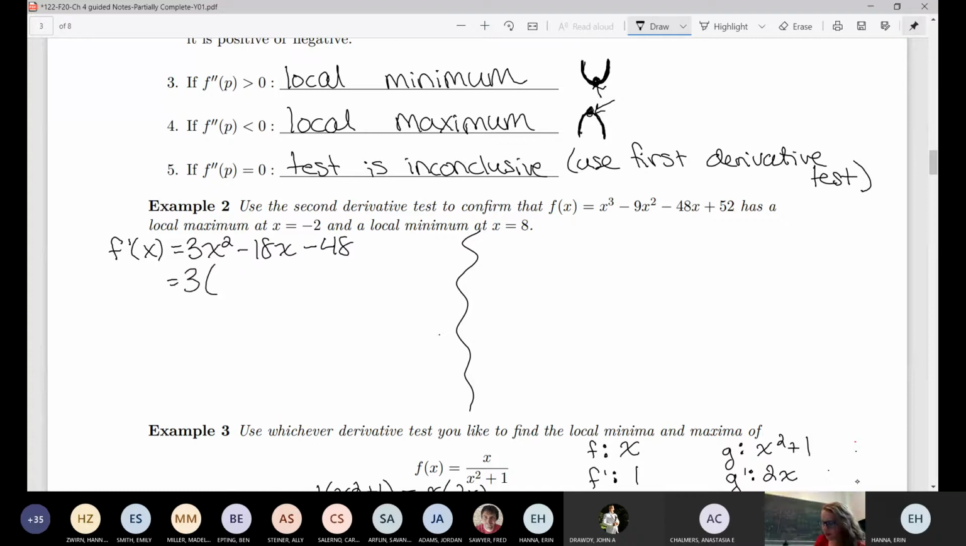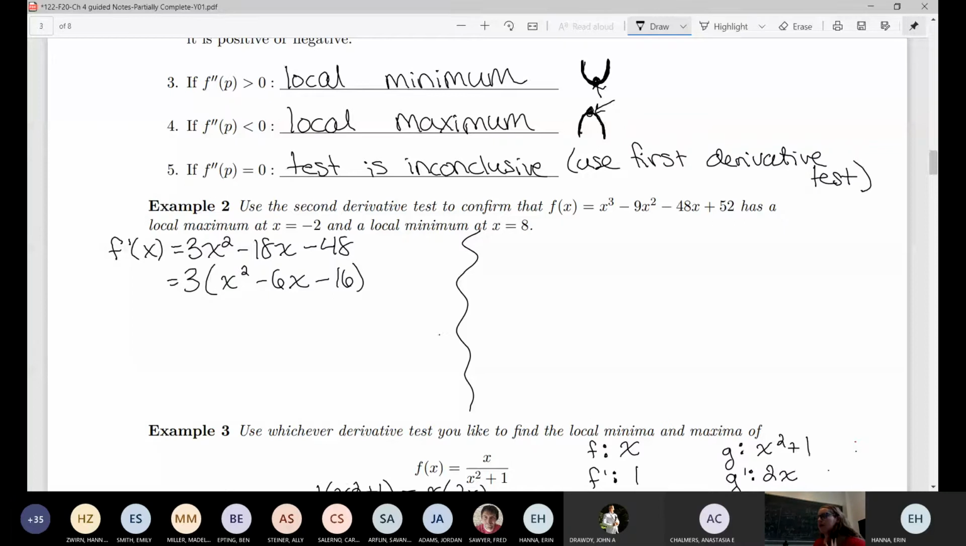What I would suggest doing is I always suggest pulling out common factors from all of these terms. All of those terms are divisible by 3, so we could pluck it out. So you get x squared minus 6x minus 16, if I'm remembering correctly. I forgot to pull out my notes with the actual answers on them. But anyway, if you wanted to set this equal to 0, you could factor this. You could also use the quadratic formula.